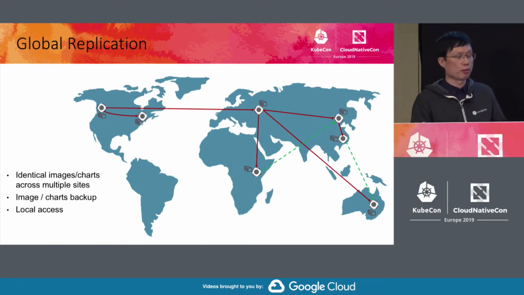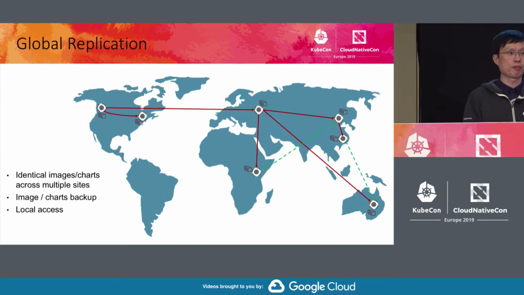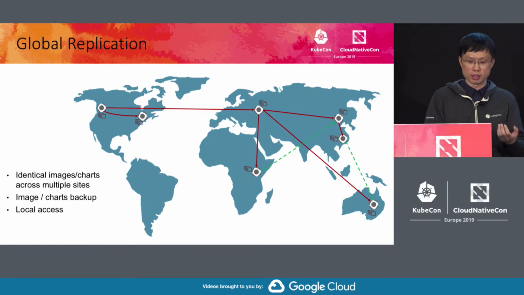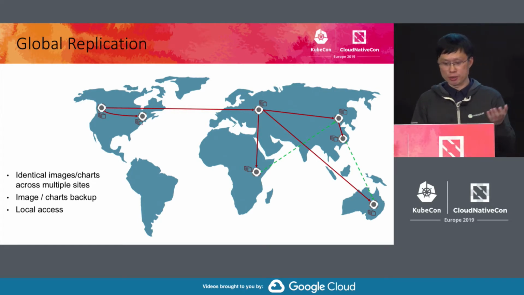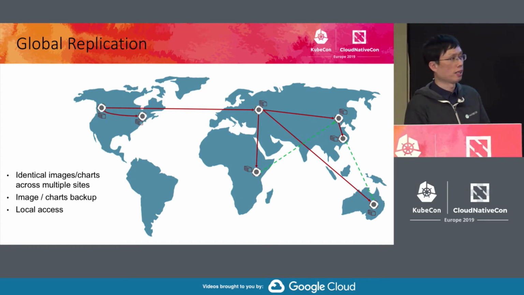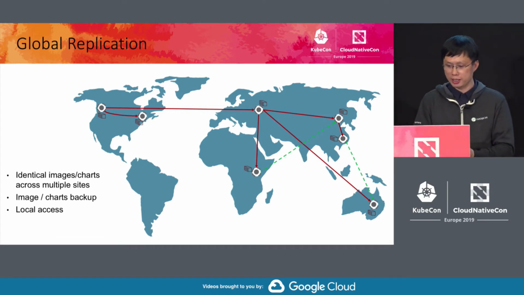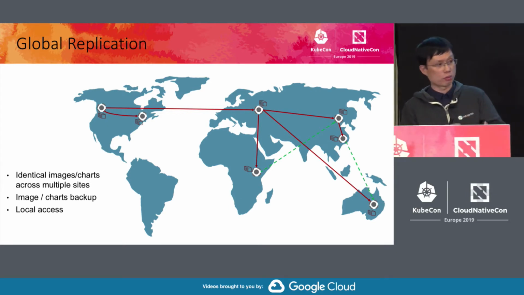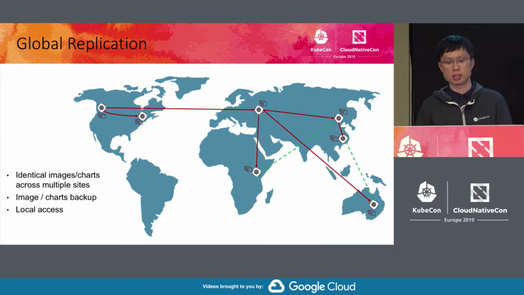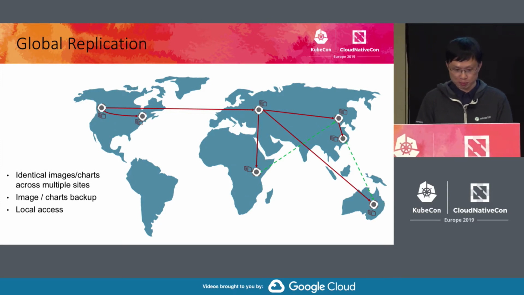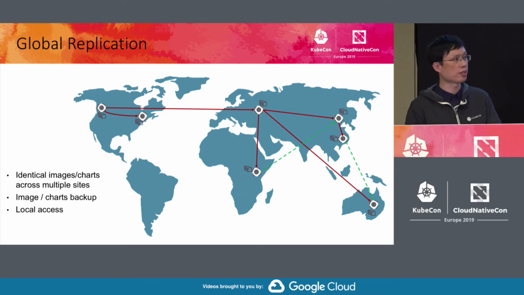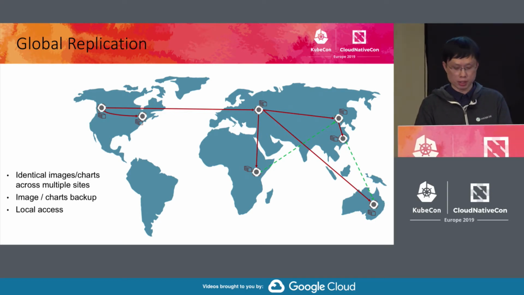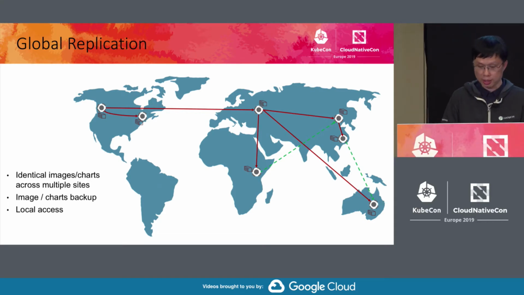We have many users using replication in production, including a very famous bank in Spain. They're using it across a cross-continental network to replicate images across different offices in different continents. So essentially you have identical images, and you can serve them as a backup instance of the images. Also, you can have local access for your container images.